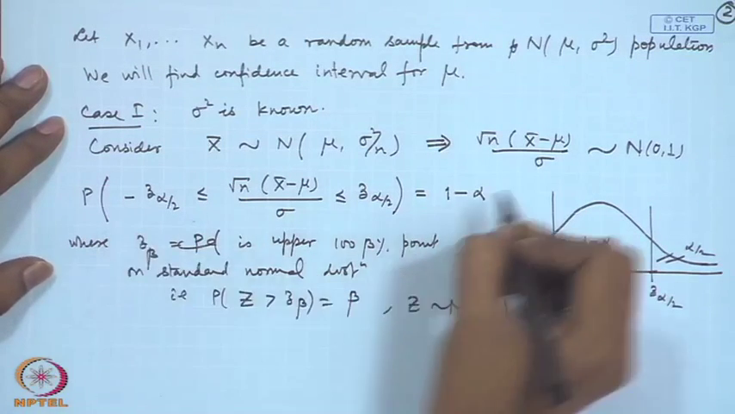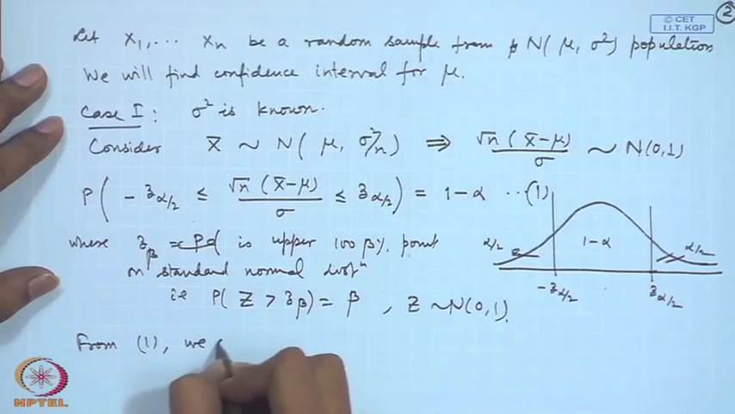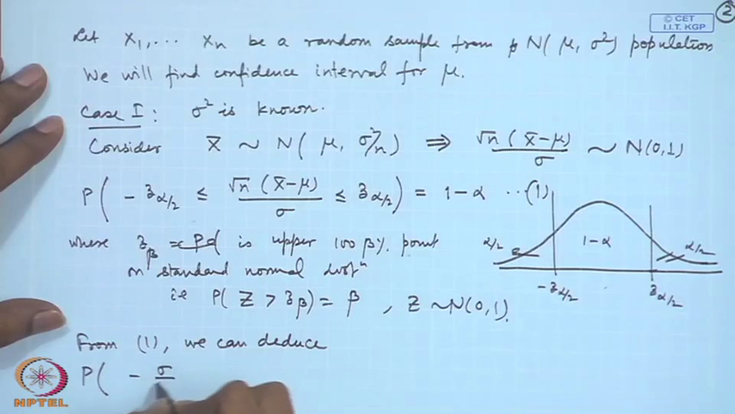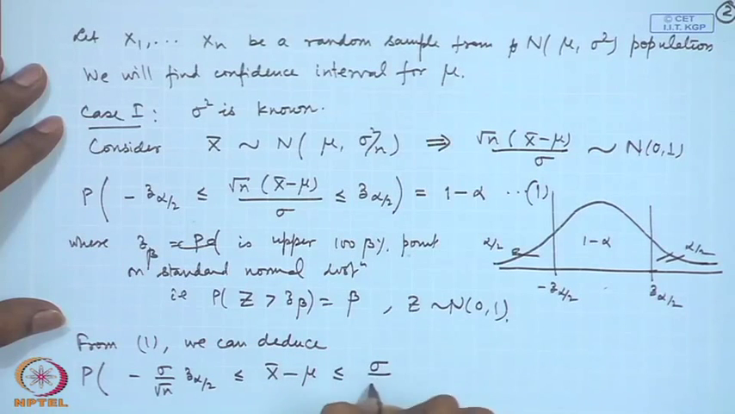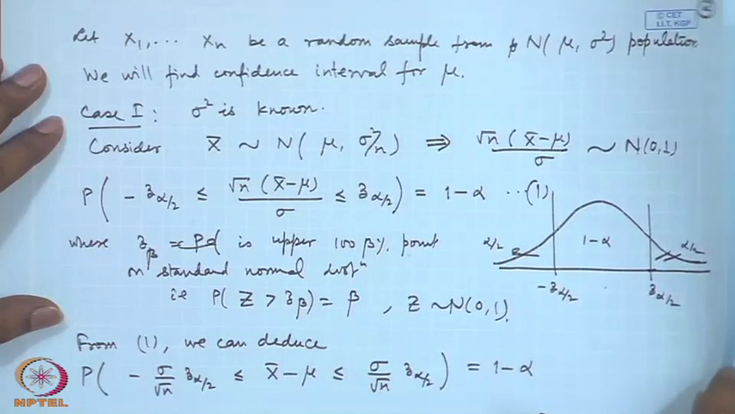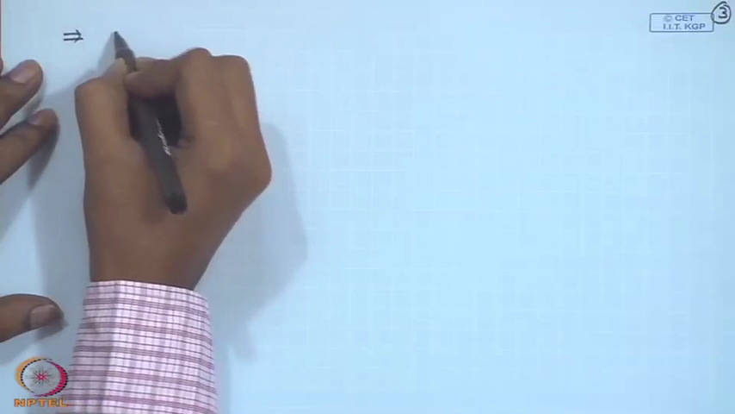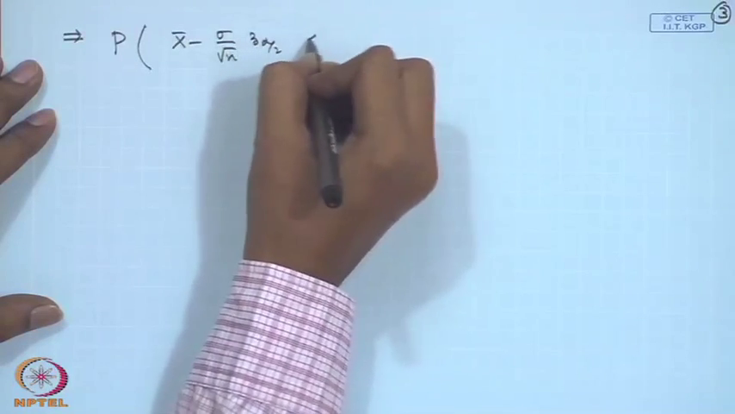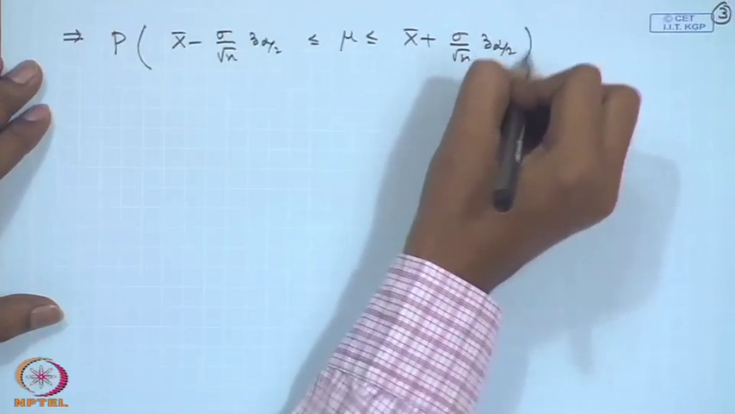So, now this statement, let me call it 1: probability of minus sigma by root n z alpha by 2 less than or equal to x bar minus mu less than or equal to sigma by root n z alpha by 2, that is equal to 1 minus alpha. Now, this can be further written as probability of x bar minus sigma by root n z alpha by 2 less than or equal to mu less than or equal to x bar plus sigma by root n z alpha by 2 is equal to 1 minus alpha.